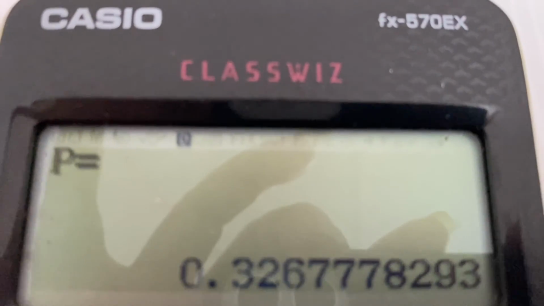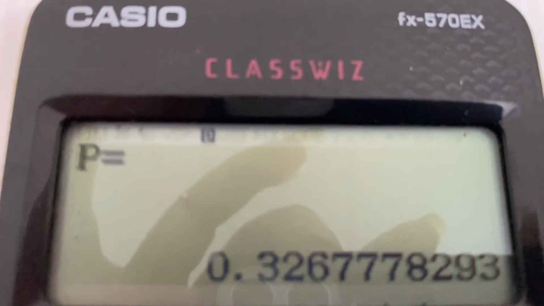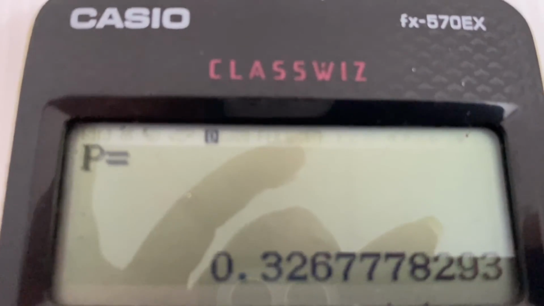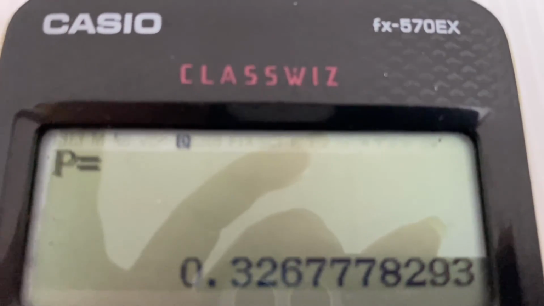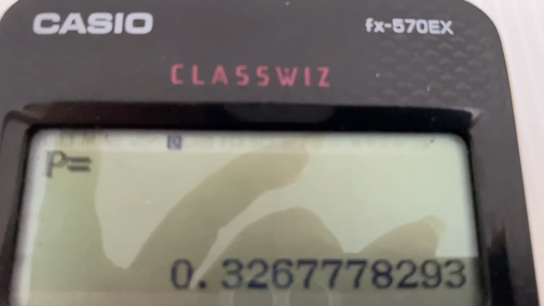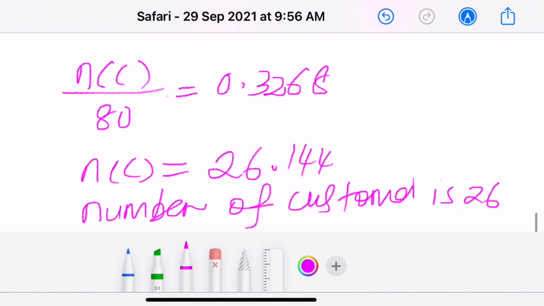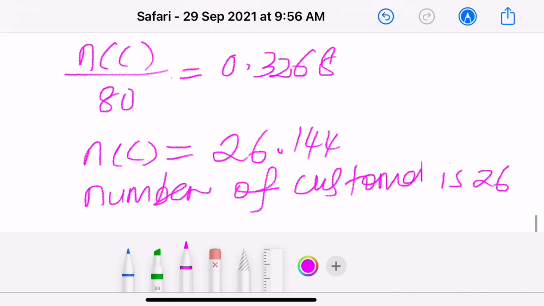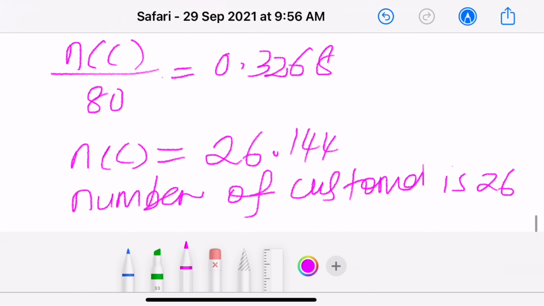We need 4 significant figures. Even when we use a calculator, we must show the steps clearly for the calculation. Remember, the steps are very important. The area shaded represents the probability, and from there you can find the number of customers that the question asks. Alright, till then, bye bye and have a nice day.